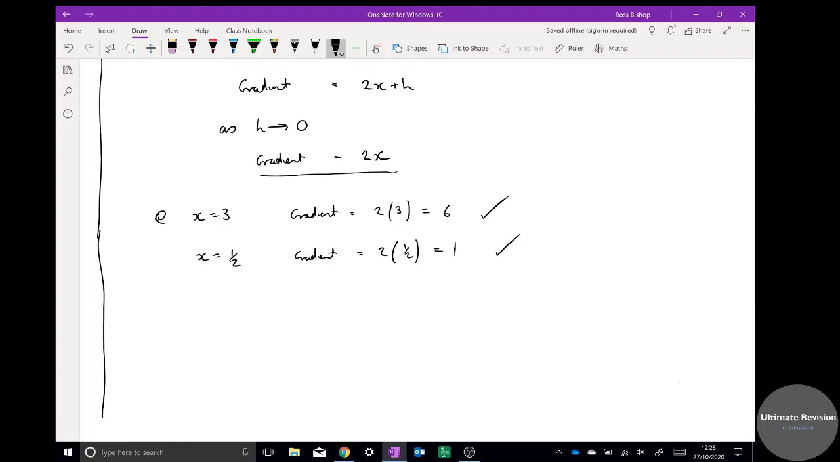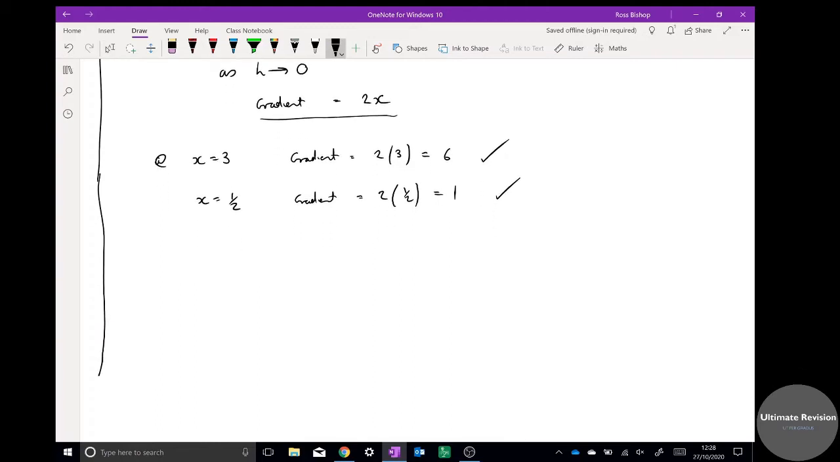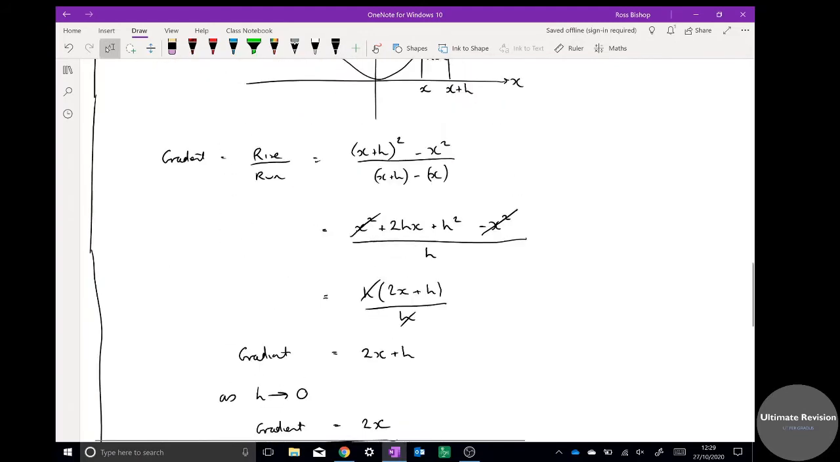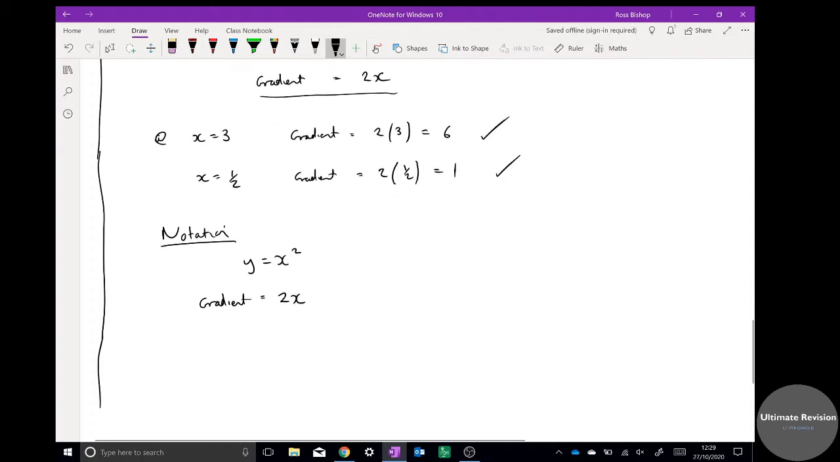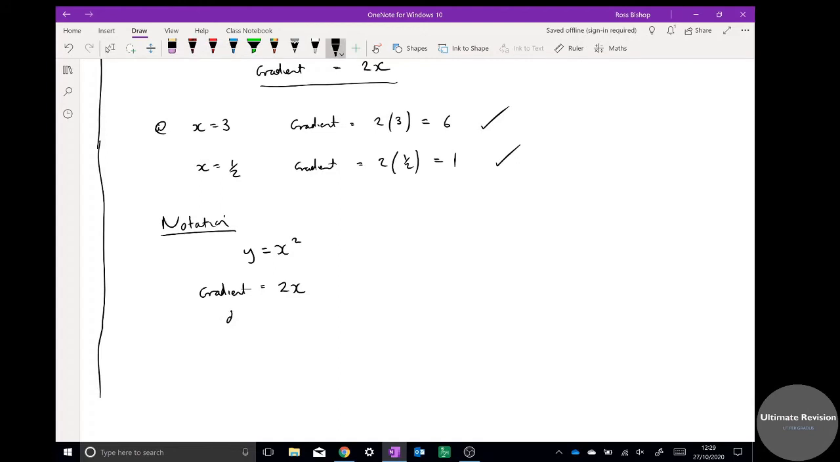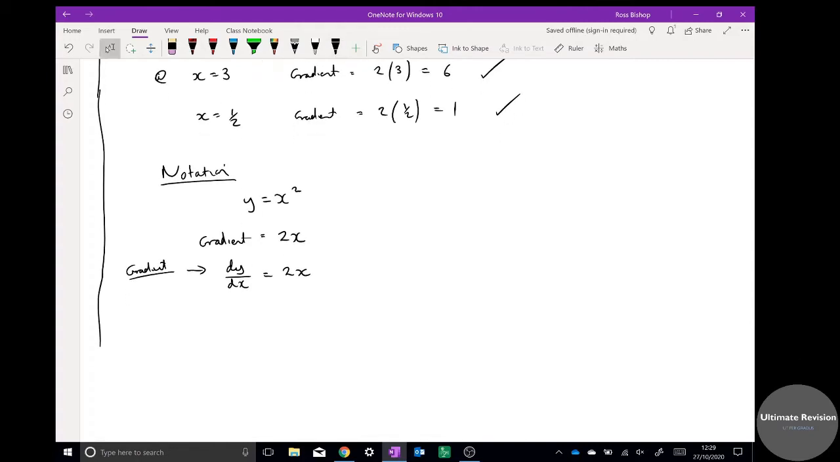Now, let's just look at the notation before I show you the quick way of doing these, because you might think that's quite a long-winded process for some curves, and it would be. So let's look at the notation. Again, if y equals x squared, we worked out what the gradient was, wasn't it? The gradient is equal to 2x. Now, more commonly, the gradient we call dy dx. So this just means the same as the gradient.